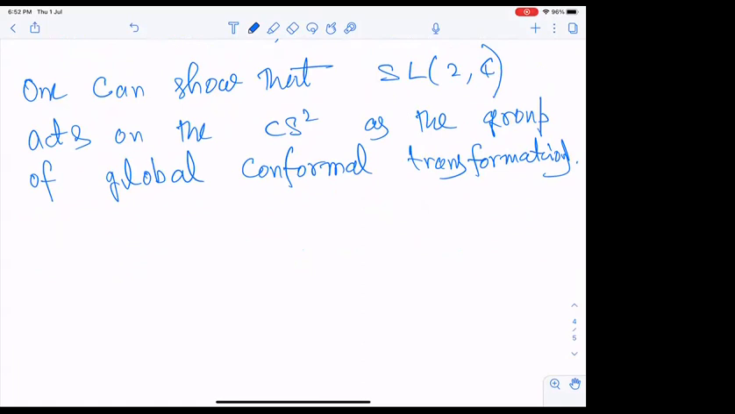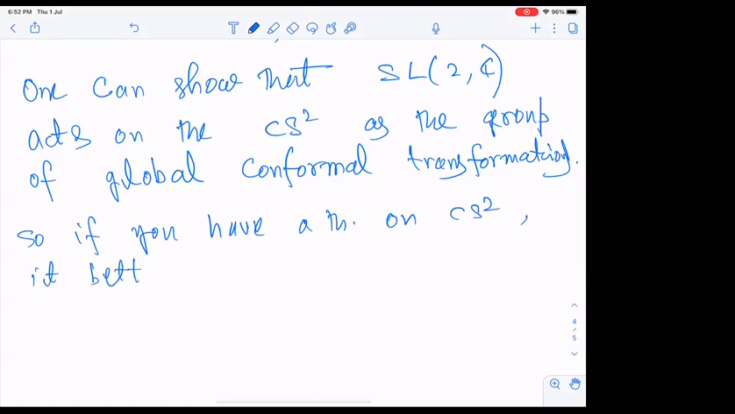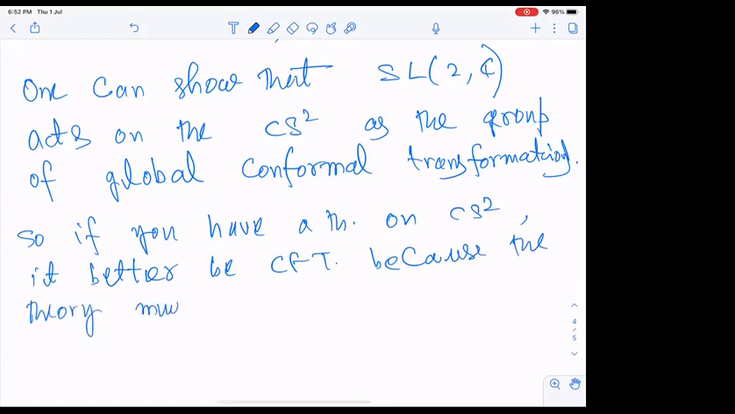And so the point is that if you have a theory on CS2, it better be conformal, it better be a CFT, because the theory must be Lorentz invariant, which in this case is this group of global conformal transformations.